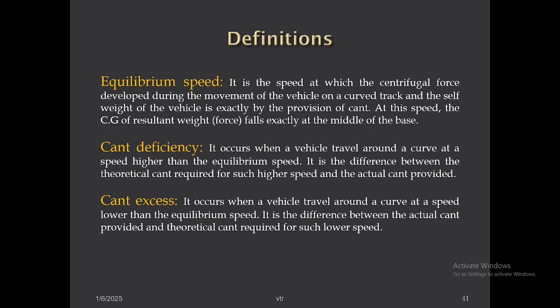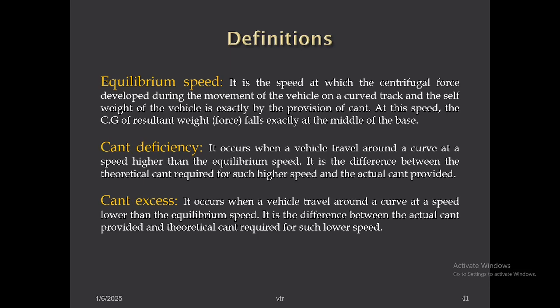Now let's see how and when this occurs, on the next slide. As far as cant deficiency is concerned, it will normally be experienced by high-speed passenger trains, and cant excess will normally be experienced by goods trains. Because on Indian Railways we don't have any separate tracks; we have only the same track, and we allow both high-speed trains and goods trains on it.